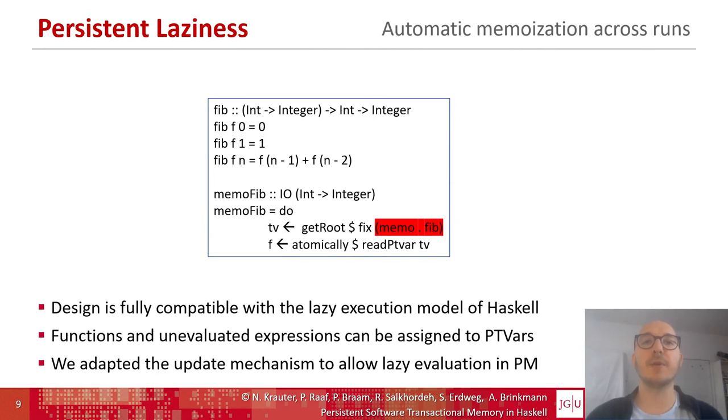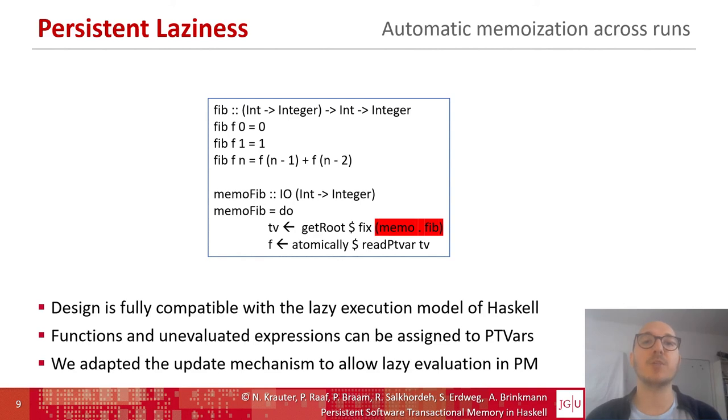Being fully compatible with the lazy execution model allows us to use many existing libraries that have never heard of persistent memory before. Here in this example, we use memoization libraries to create a memoized version of the Fibonacci function. By persisting and retrieving the memoized function, we obtain the persistent memoized function that internally tracks all previously computed Fibonacci numbers in PM. In this case here, the fixed point memoization not only stores the final result of a function application, but also all required subresults. And this happens all transparently.